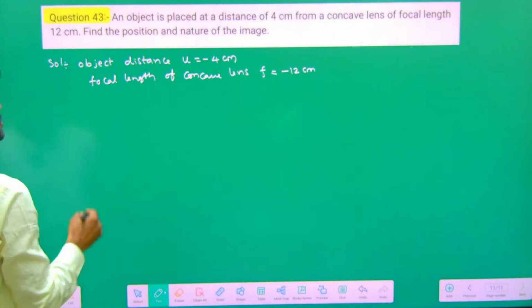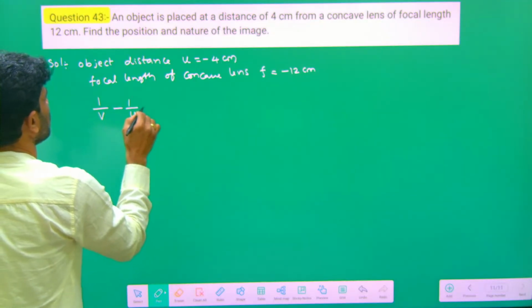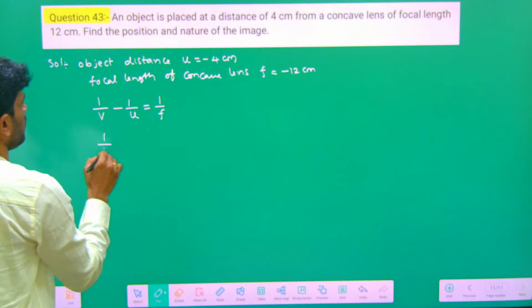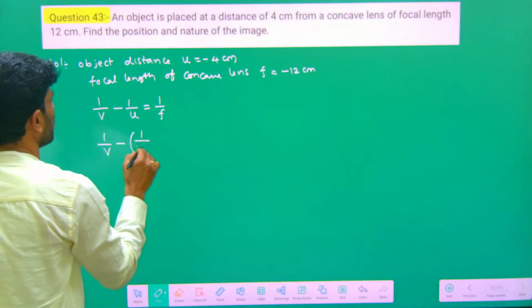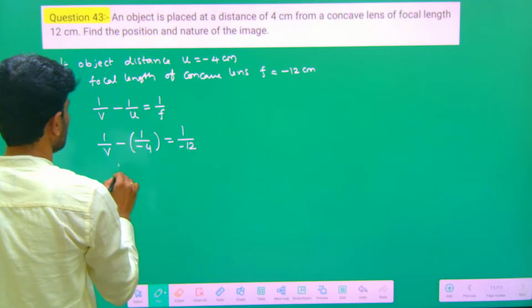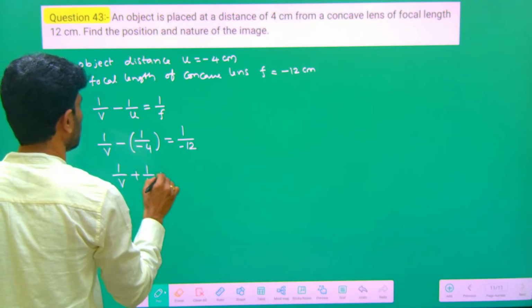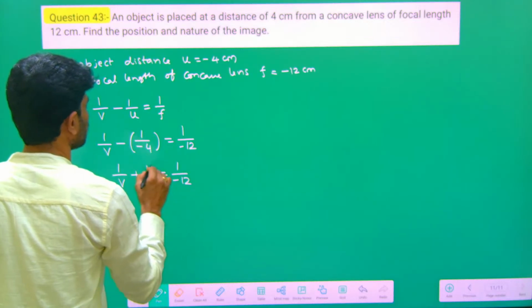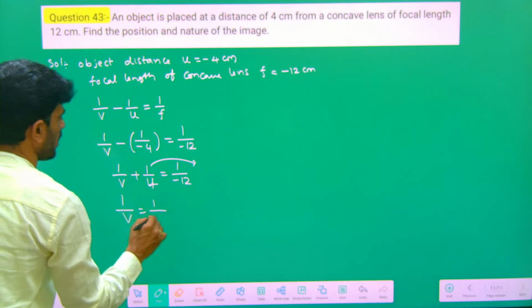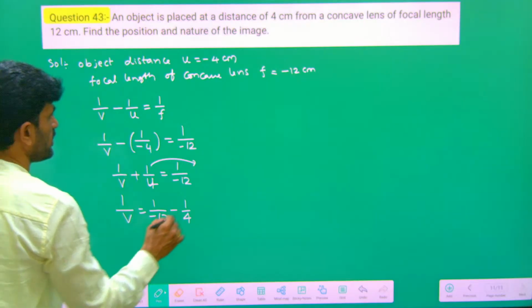Position of the image. 1 by v minus 1 by u is equal to 1 by f. This is the formula. So here, 1 by v minus 1 by minus 4 is equal to 1 by minus 12, that is 1 by v plus 1 by 4 equal to 1 by minus 12. Transfer this plus 1 by 4 to the other side. You get 1 by v is equal to 1 by minus 12 minus 1 by 4. Now we will take LCM.